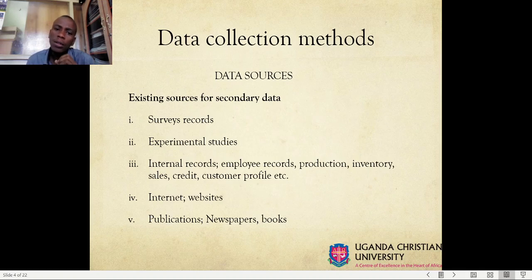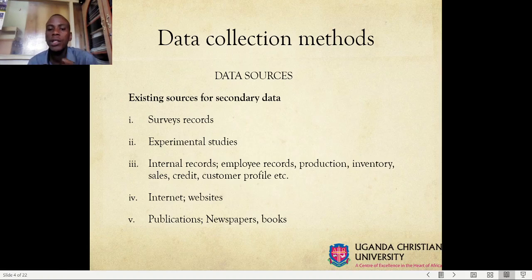So there are several methods we use to collect data. Recall we get this information from elements, such as persons and objects. So how do we collect the data? Let's start with the data sources. Before we go into those other methods of collecting data, we have two major sources of data: the secondary data and the primary data.